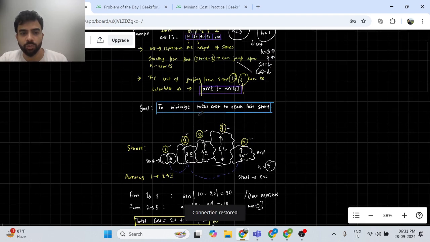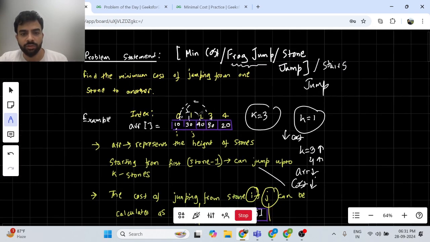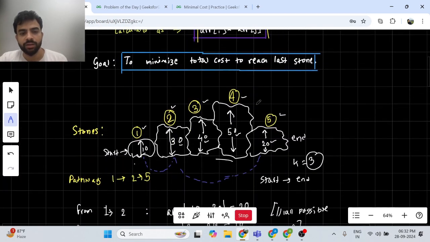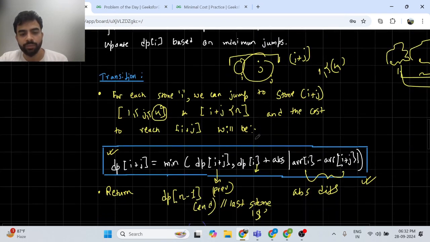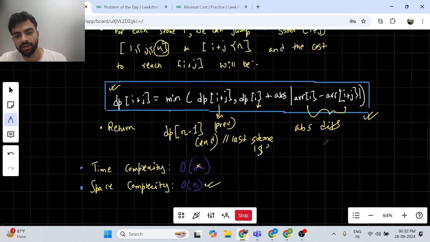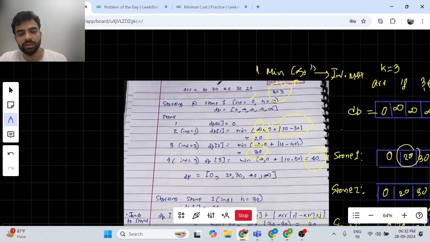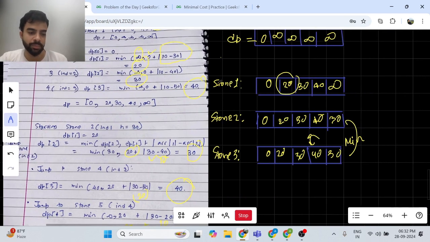And this was the total approach. I'm just scrolling down a bit so that you can see this is the problem statement. This is the diagram which I've drawn for the stones. After that, this is the algorithm followed by the DP recurrence relationship, the time and space complexities, and this is the dry run of that particular problem.